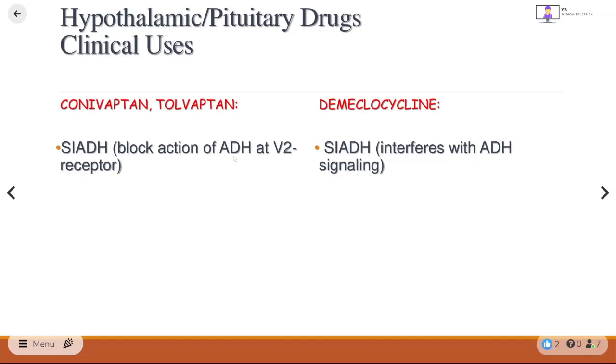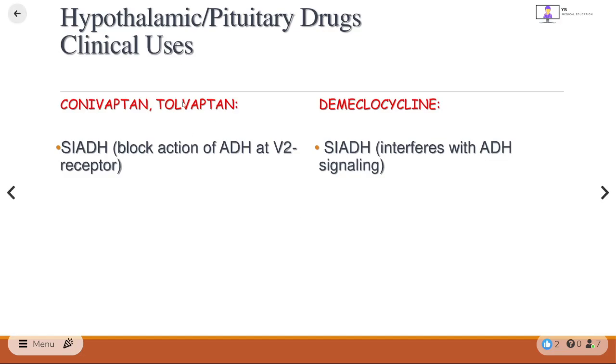Not a big deal. Okay, so some drugs that we talked about before, conivaptan and tolvaptan, they inhibit the ADH receptors, the V2 receptors, basically the receptors that ADH binds to on the collecting duct to increase free water reabsorption. And it's important in the treatment of SIADH, or syndrome of inappropriate ADH secretion. So we inhibit the effects of ADH on the collecting ducts in order to prevent the continuous reabsorption of water.